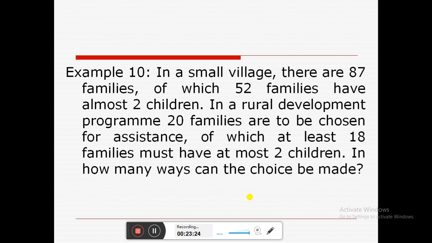In a small village there are 87 families, out of which 52 families have at most 2 children. In a rural development program, 20 families are to be chosen for the assistance, of which at least 18 families must have at most 2 children. In how many ways can the choice be made?